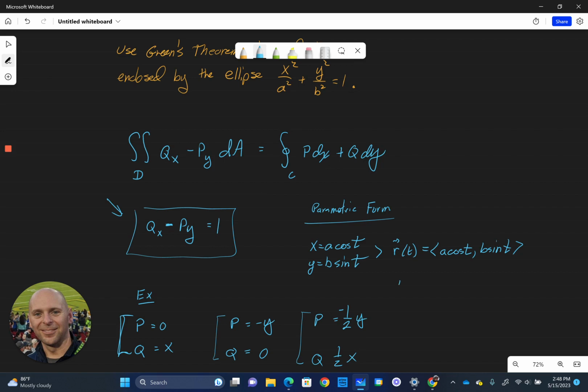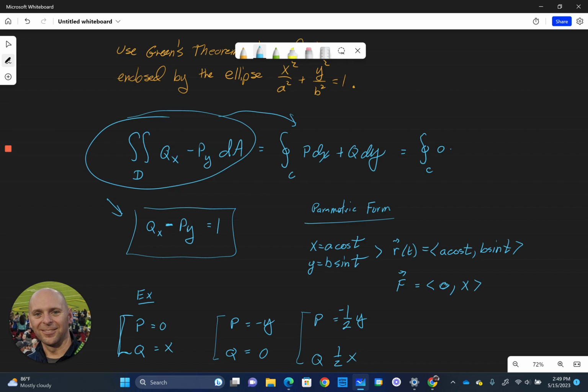And we also have our field that's going to be given by P being equal to 0 and Q being equal to x as we chose for our particular field. So now I've got all the pieces that I need. It's really just a matter of running it all through Green's theorem here. And again, this setup is already completed. I built it so that it would work that way. So now we're transferring over to that single integral over the curve C, where C again is the boundary of our ellipse. So we're going to take the integral over the closed curve C of P dx, and P again is 0.